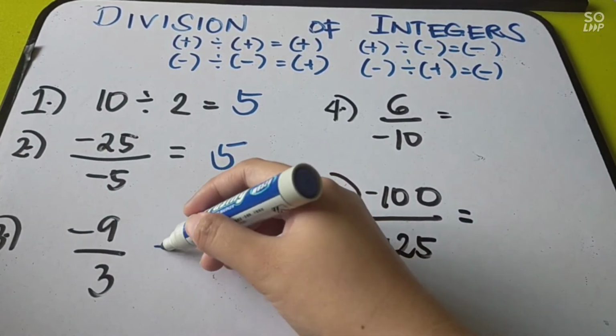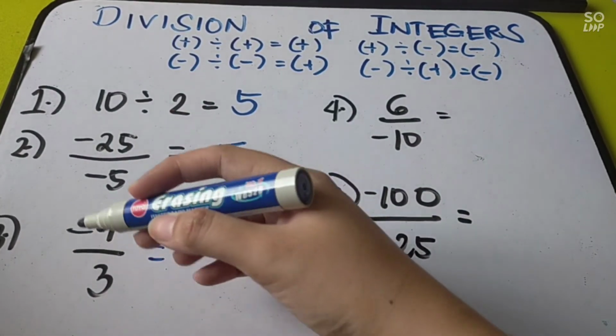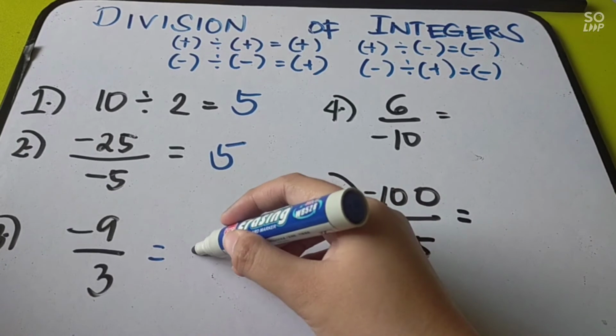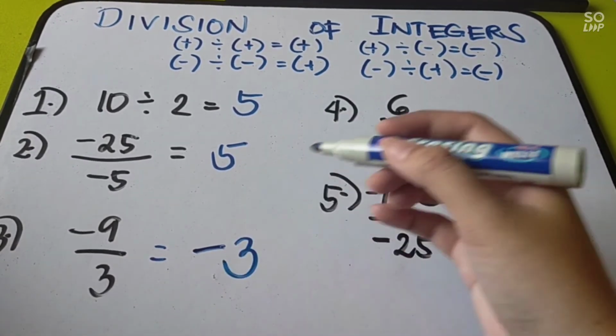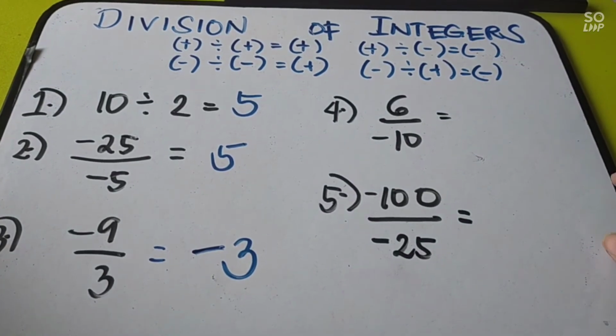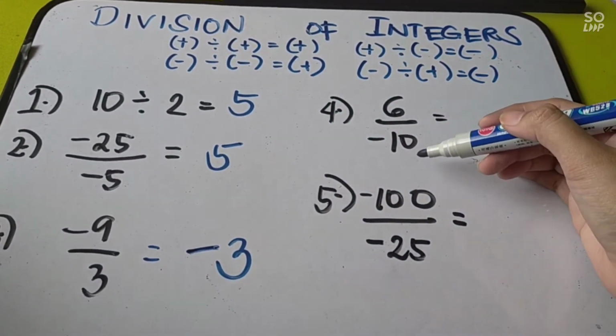Next tayo. Negative 9 divided by 3. Isang negative, isang positive. So, your answer should be negative. So, 9 divided by 3, the answer is 3. We're done. Next tayo. 6 divided by negative 10.